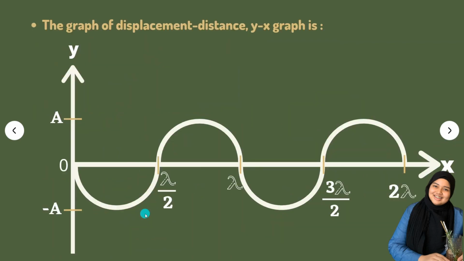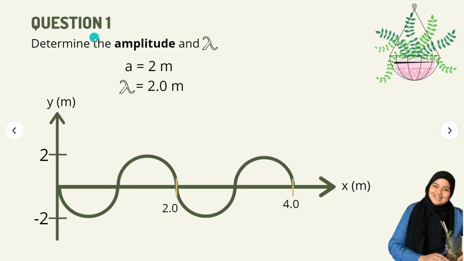Next, this is a graph of displacement against distance, the y-x graph. This is the amplitude, and this is the wavelength. Question 1: determine the amplitude and wavelength. As we can see here, the amplitude is 2 meter and the wavelength is 2 meter. So the answer is A equals 2 meter and wavelength equals 2 meter too.